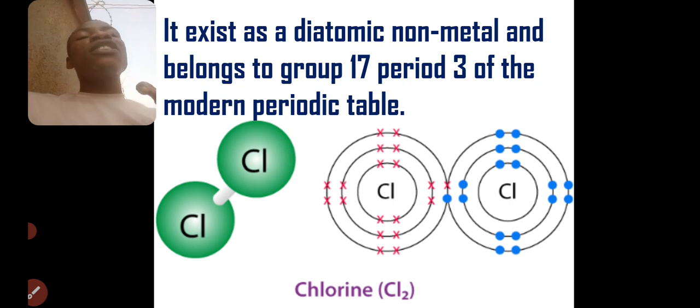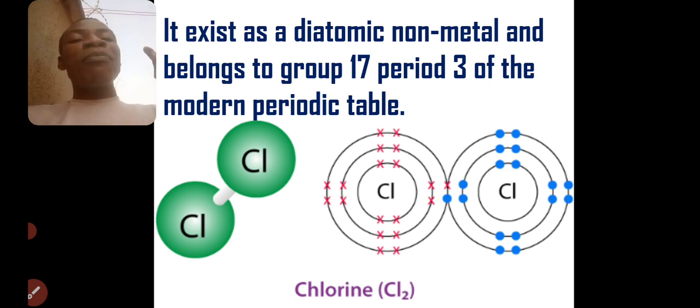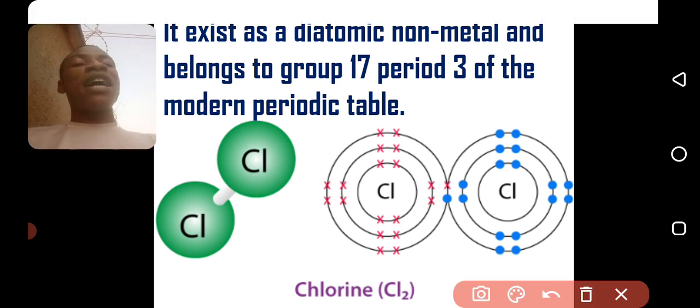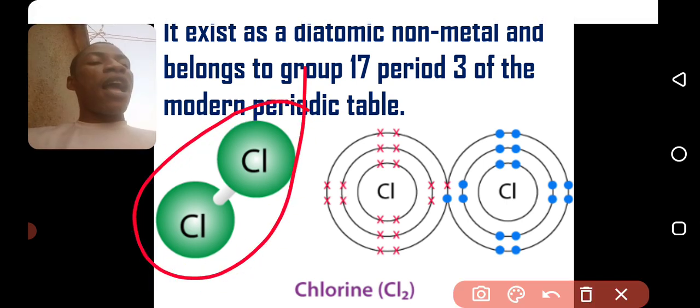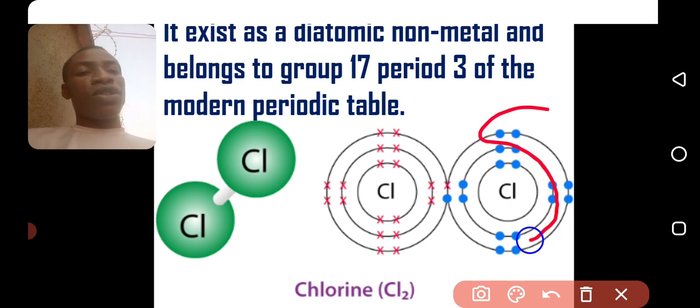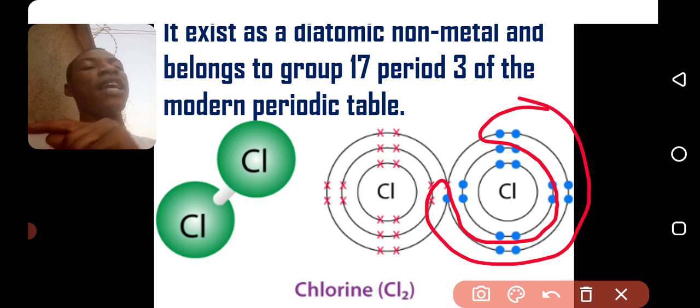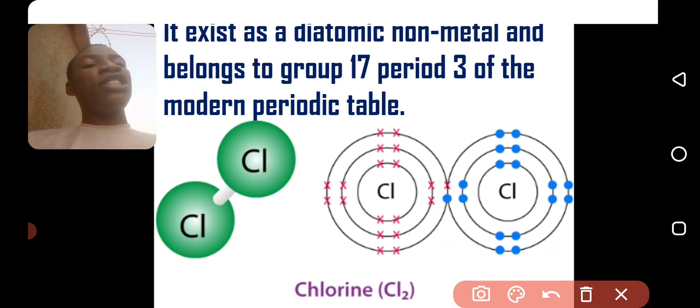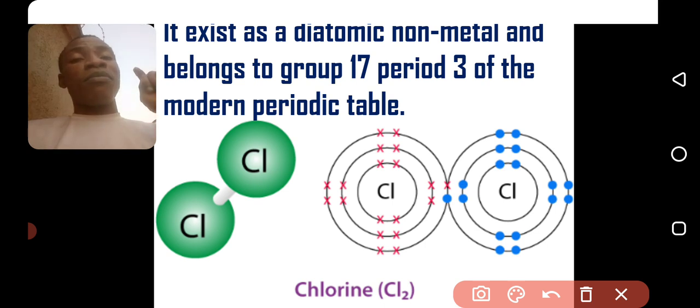Chlorine exists as a diatomic non-metal and belongs to group 17 or group 7A, period 3 of the modern periodic table. It's diatomic in nature, so it exists as twins, as you can see in this place, and it has 7 valence electrons, making it to be in group 7A, and it has 3 shells. That's 3 shells inside, which we call the principal quantum number, making it to be in period 3.